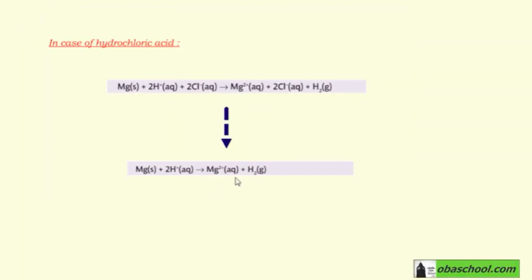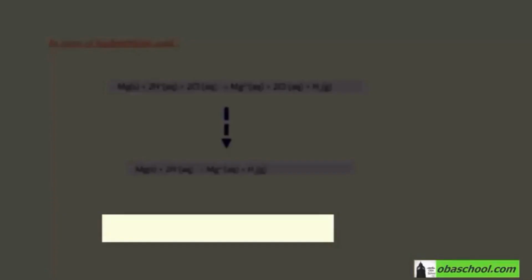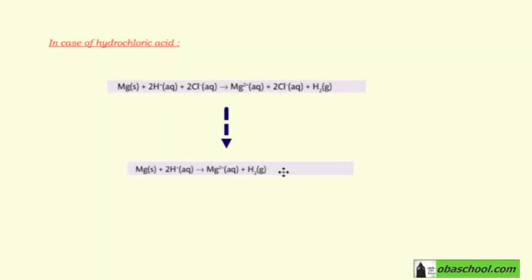Let's see if this equation is similar to the one with sulfuric acid. Look at this equation carefully. Magnesium plus 2H+ reacts to give magnesium 2+ plus hydrogen gas. And let's see the previous one. Magnesium plus 2H+ reacts to give magnesium 2+ plus hydrogen gas. This equation is the same as this one. That's why we have the same reaction.